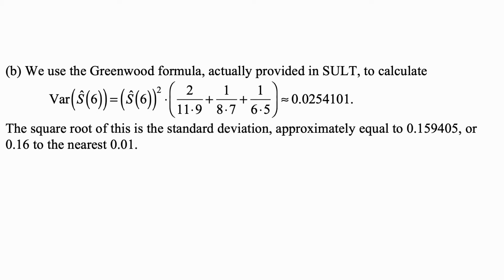For part B, the Greenwood formula is actually provided in the standard ultimate life tables, and we calculate the variance of S hat of 6 as S hat of 6 squared times 2 over 11 times 9 plus 1 over 8 times 7 plus 1 over 6 times 5, and this is approximately 0.0254101, and the square root of this is the standard deviation, approximately equal to 0.159405, or 0.16 to the nearest 0.01.